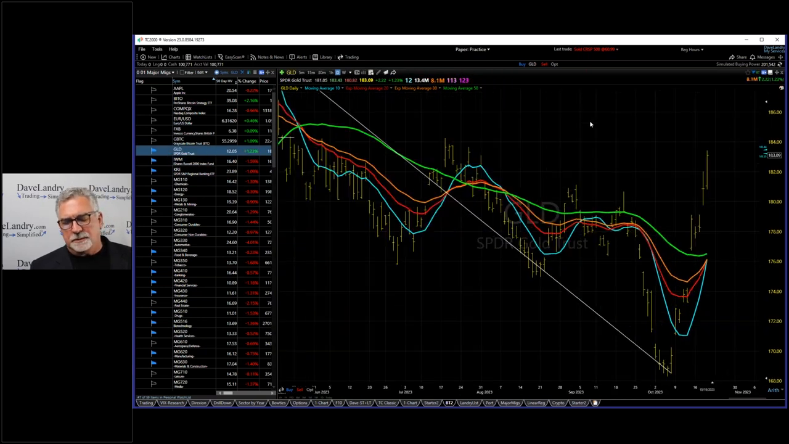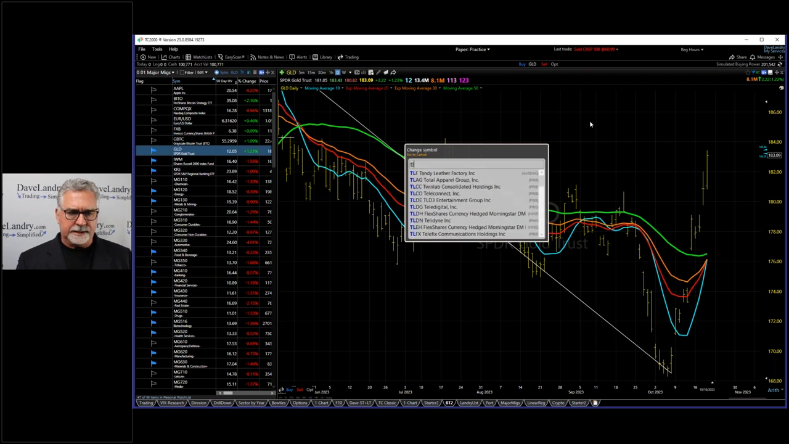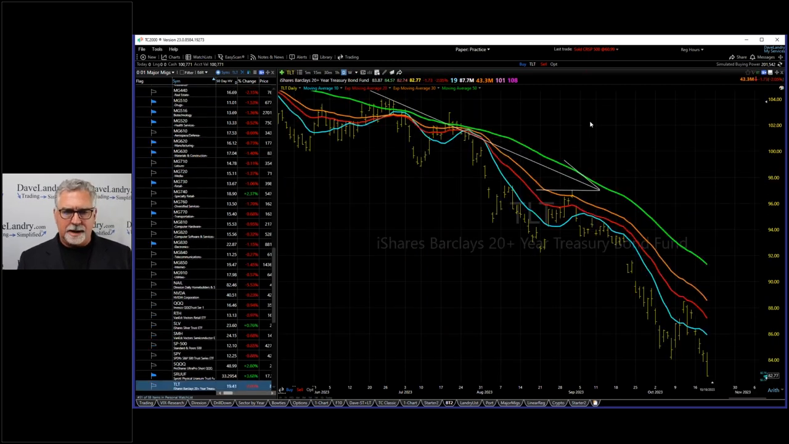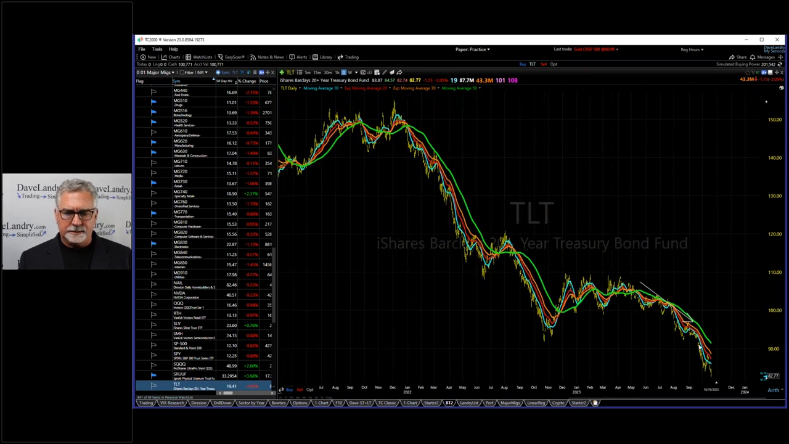One thing that's good, one slightly tiny bit of good news, is if you've been around for a while and you come in and you see that bonds are getting creamed and they're down at brand new lows. I mean, look at this.